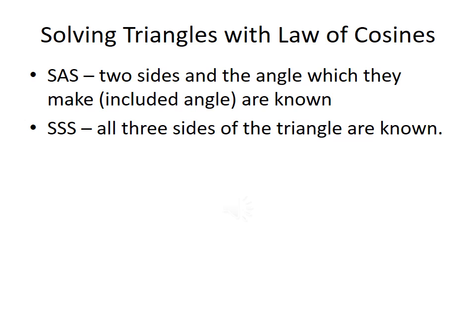We can use the law of cosines to solve the following types of triangles. Side angle side, where we know two sides and the angle which they make, or the included angle, or side side side, where we know all three sides of the triangle. So basically, if you have a triangle and you don't know a side and the angle across from it, you can't use the law of sines. And if you can't use the law of sines, you can usually use the law of cosines.